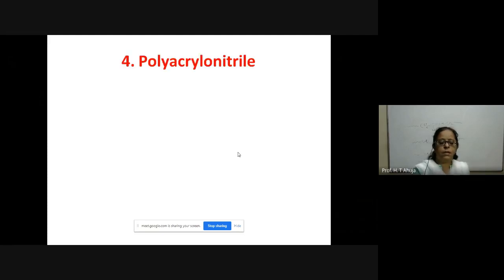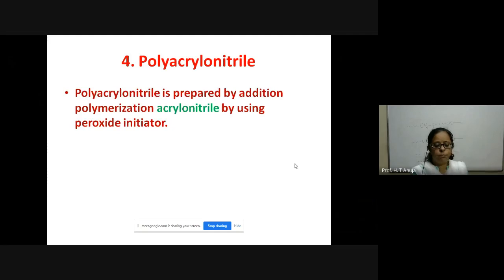Now, continuing with the same topic, important polymers, we'll talk about the fourth type of polymer, polyacrylonitrile. This polyacrylonitrile is prepared by addition polymerization of acrylonitrile. Acrylonitrile is the monomer, and the reaction is carried out in the presence of peroxide because peroxide is used as an initiator for this reaction.